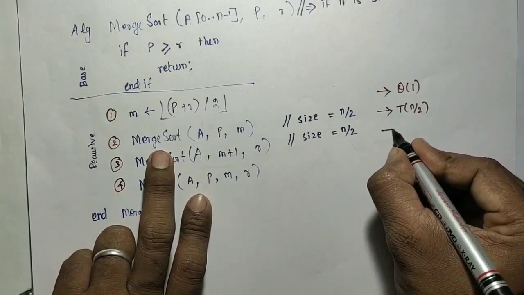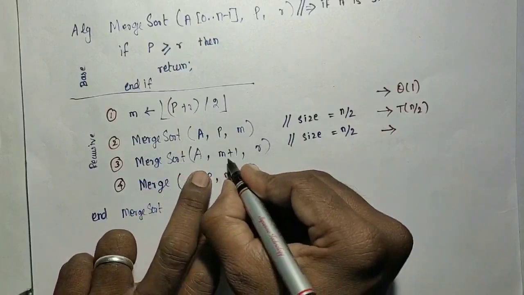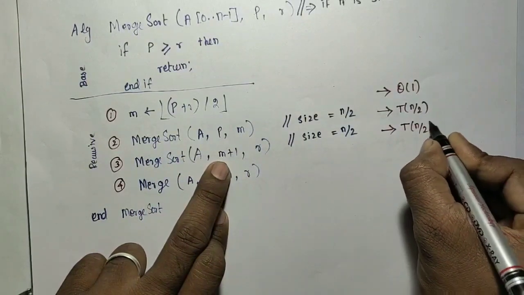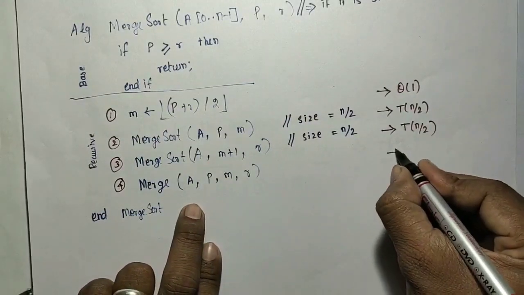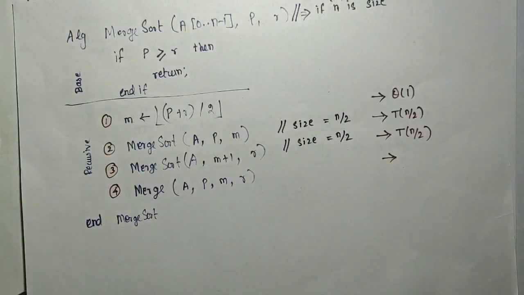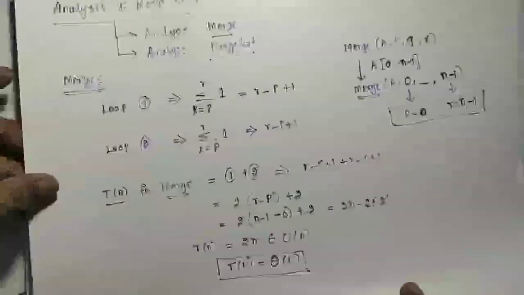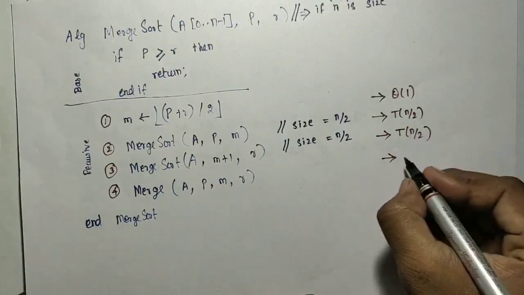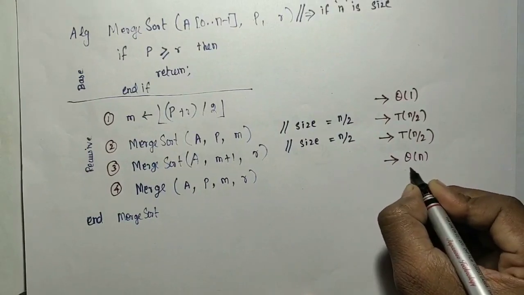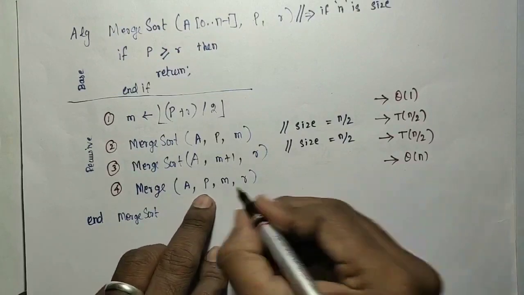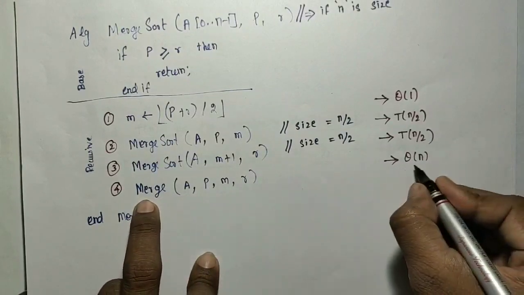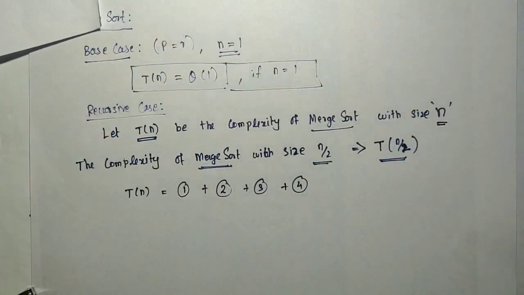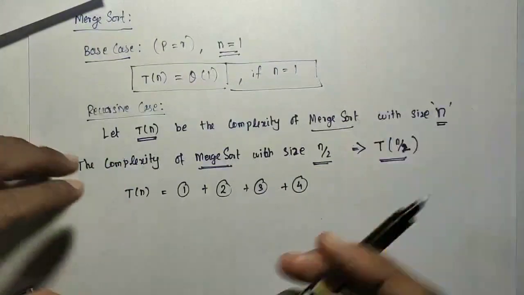We don't know it right now. Similarly, here is another call with size N by 2, so this also is T of N by 2. And what will be the merge algorithm complexity? Already we have discussed and obtained that the merge algorithm complexity is theta of N, because N elements are involved in the merge. For that it is theta of N.